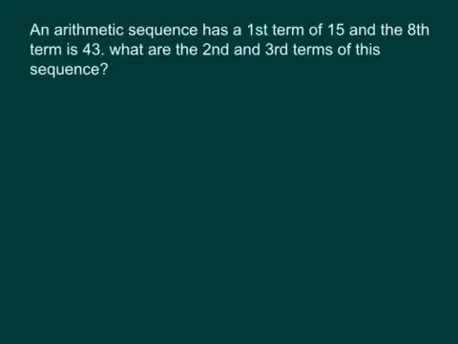Okay class, I've got a question here. An arithmetic sequence has the first term of 15 and the eighth term is 43. What are the second and third terms of the sequence?